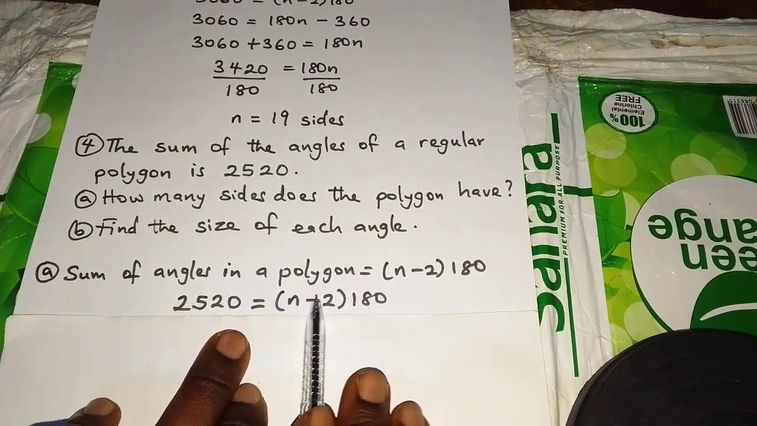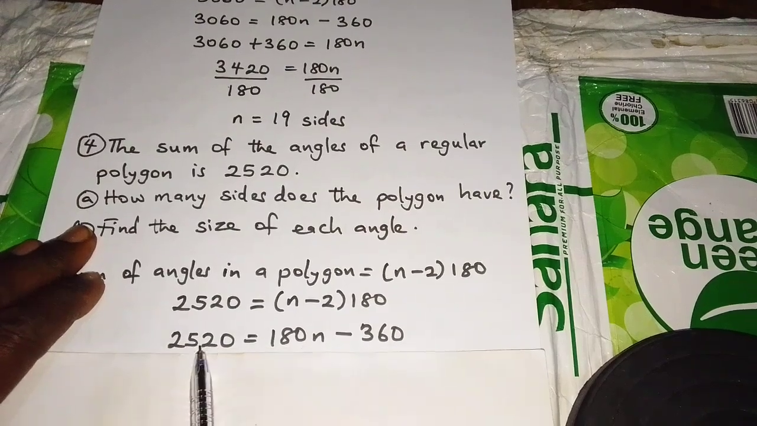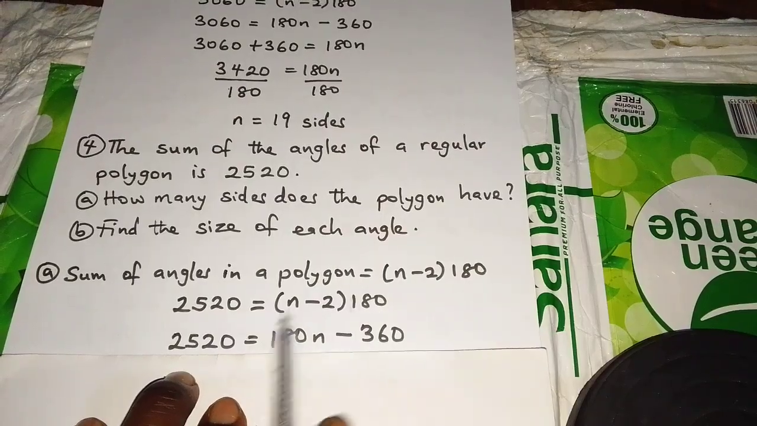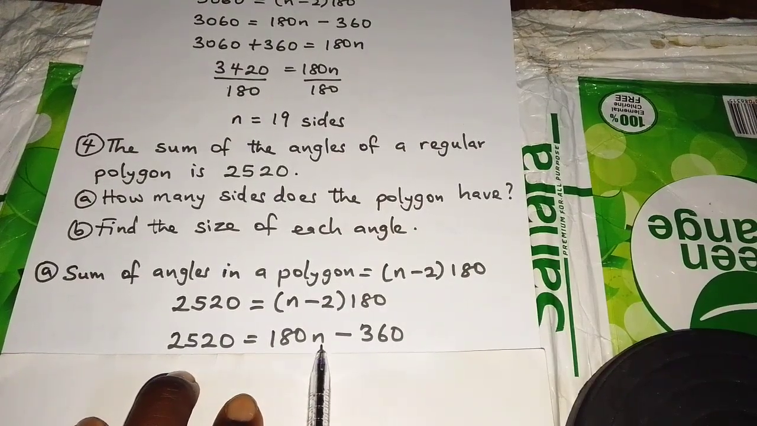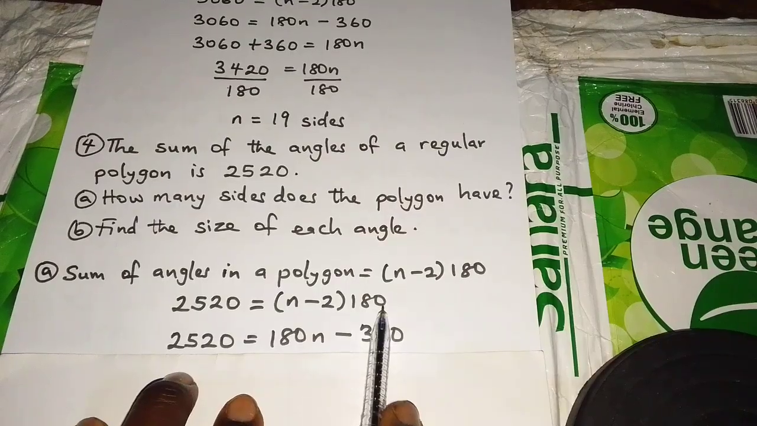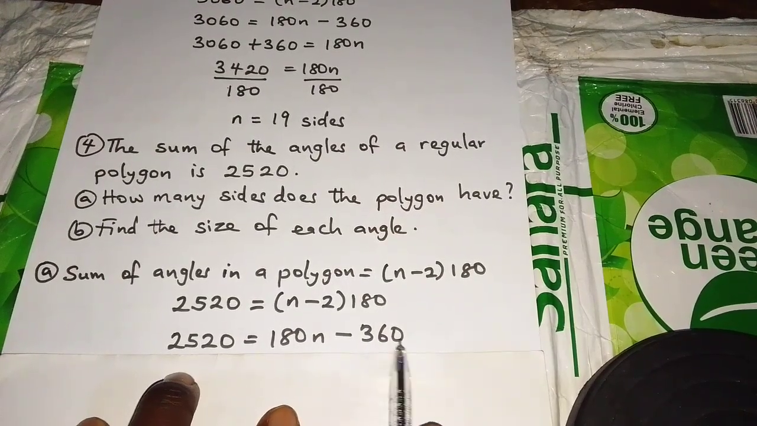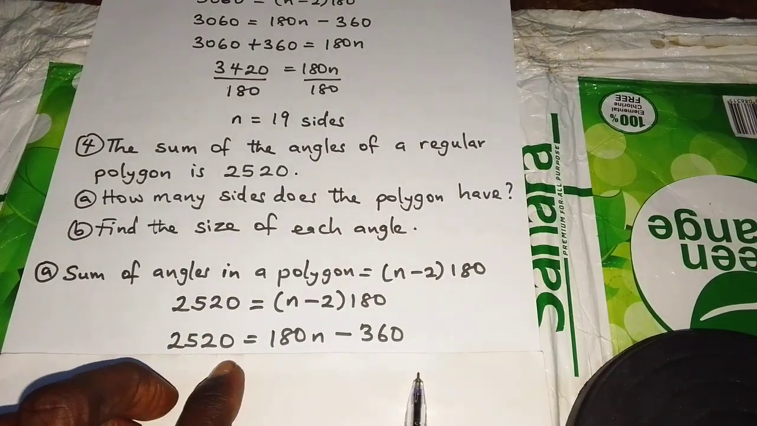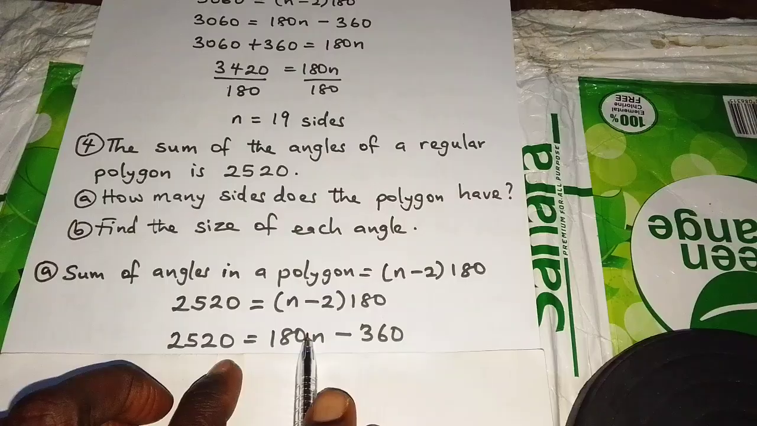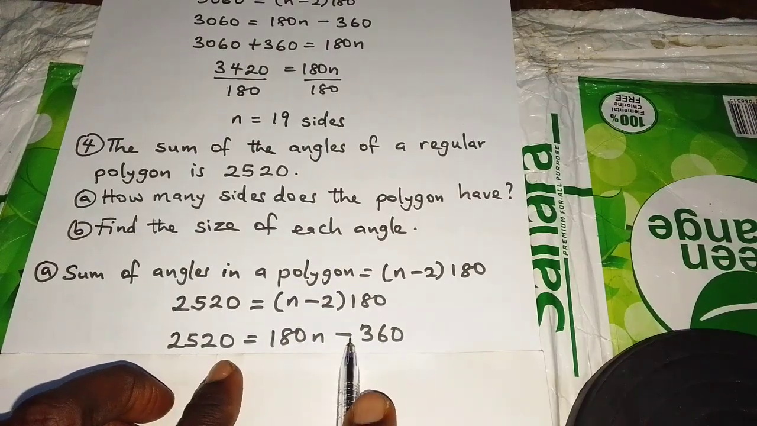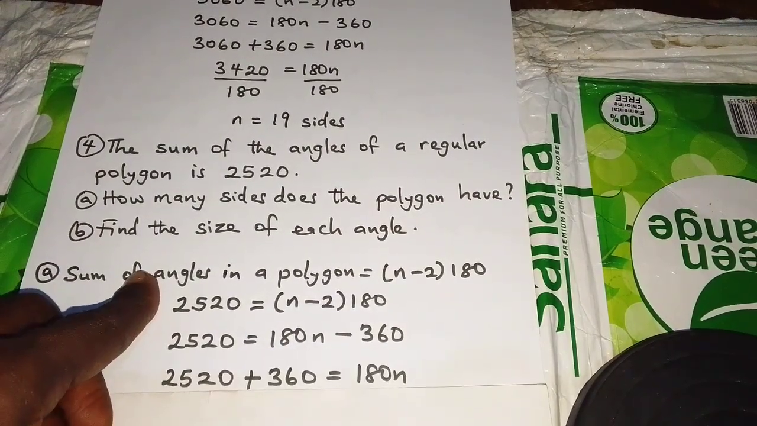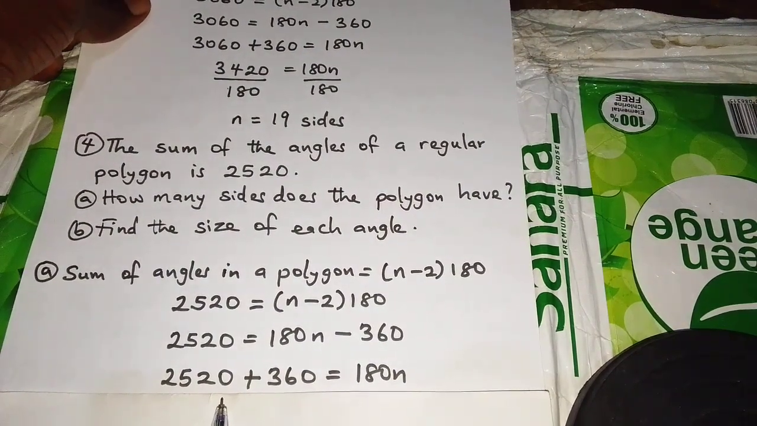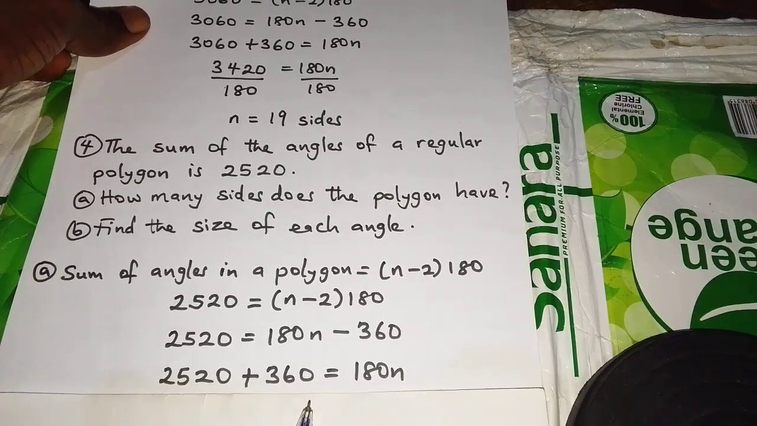So let's open this bracket. 2520 is equal to n times 180, which gives 180n, minus 2 times 180, which gives 360. Now this 360, you are going to move to the other side to join the 2520, so that the term with n will stay here. When minus crosses the equality sign, it turns to plus. So we have 2520 plus 360 is equal to 180n.